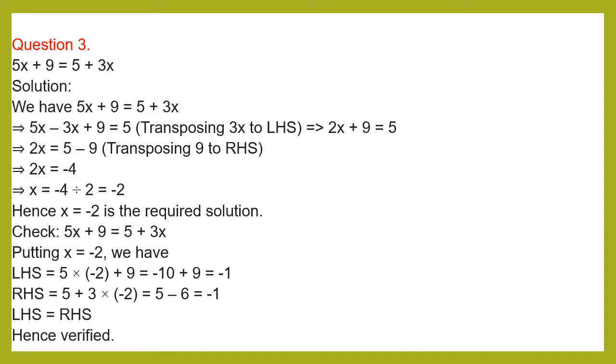If we send this 2 to that side, it becomes divided by 2. So minus 4 divided by 2. 2 ones are 2, 2 twos are 4. So x value is minus 2. Hence, x equals minus 2 is the required solution.